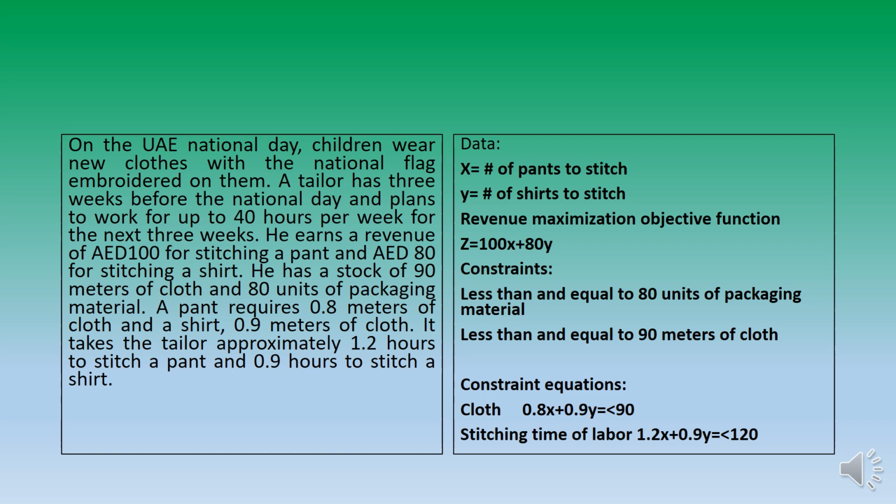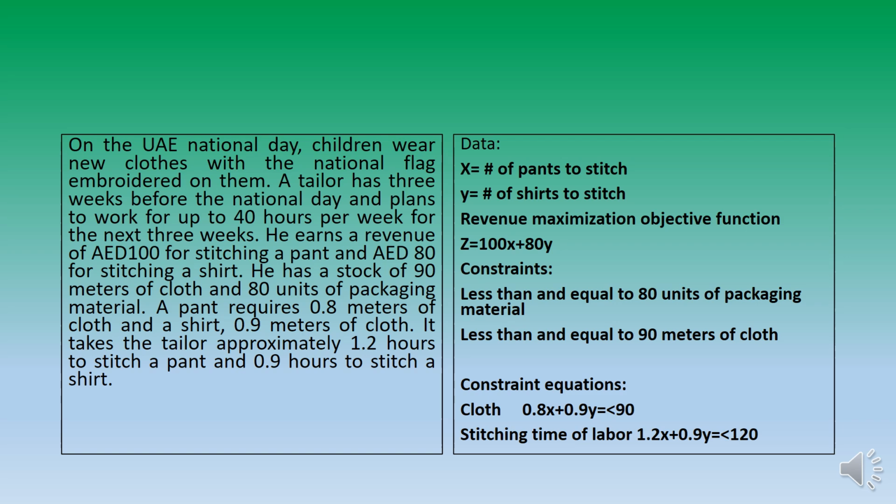So what we have to do is find the maximization of the profit function. So this must be our objective, to find the optimal solution of the profit maximization. So we will be finding the number of pants and the number of shirts so that the tailor can get the maximum profit. He has a stock of 90 meters of cloth.